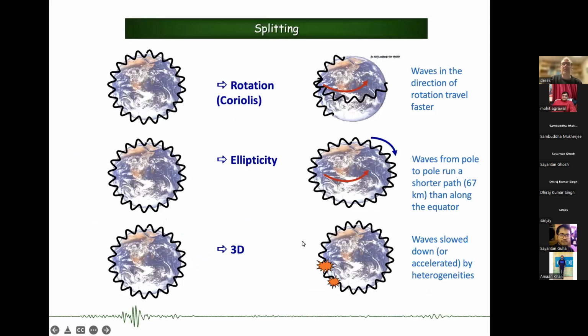So just to put it graphically, rotation affects things. Waves in the direction of rotation travel faster. Ellipticity affects our normal modes because waves from pole to pole run a shorter path than along the equator. And then waves are slowed down or accelerated by velocity heterogeneities in the Earth.